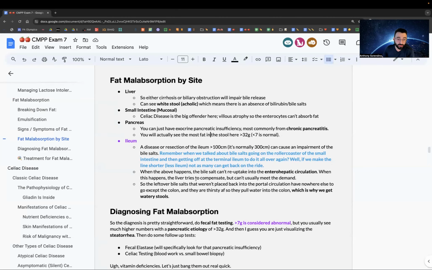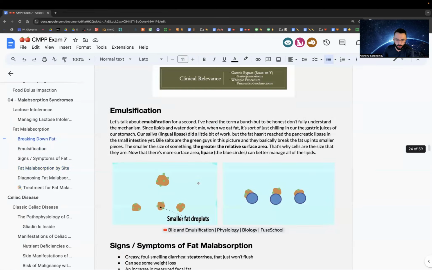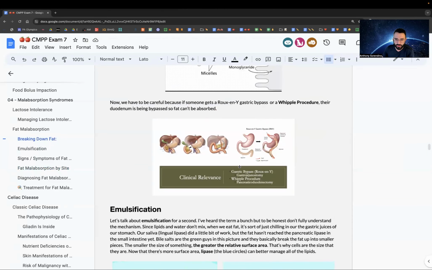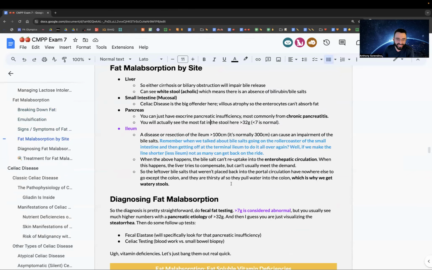And then ileum. So we talked about this as well. Let me just read what I have. Okay, a disease or resection of the ileum greater than 100 centimeters, it's normally 300 centimeters, can cause an impairment of the bile salts. Oh, it's a bile thing. Remember when we talked about bile salts going on the roller coaster of the small intestine and then getting off at the terminal ileum to do it all over again? Well, if we make the line shorter and there's less ileum, not as many can get back on the ride. So when the above happens, the bile salt can't reuptake into the enterohepatic circulation.